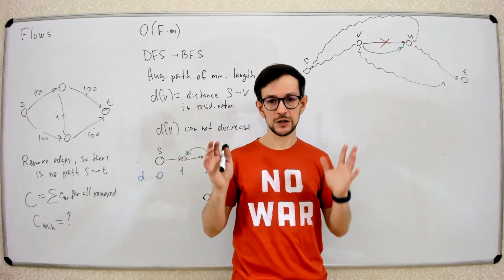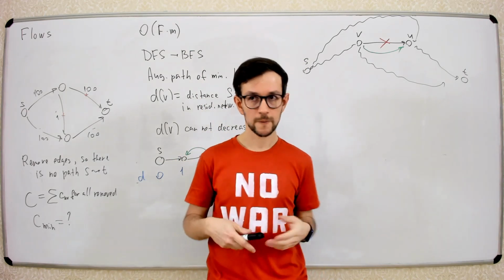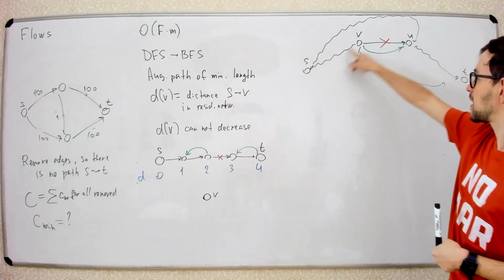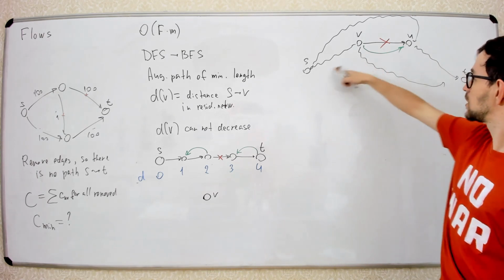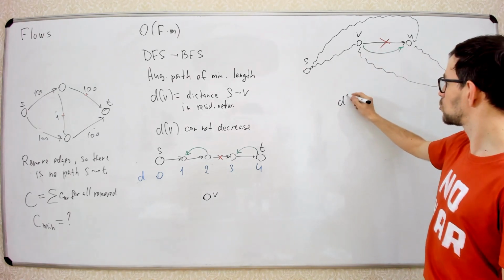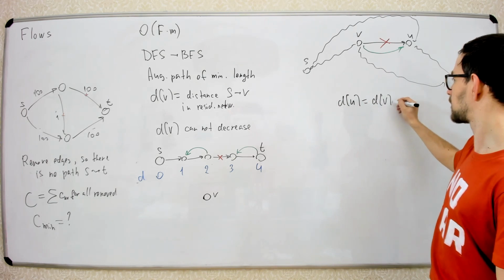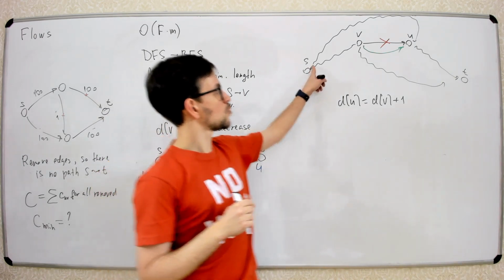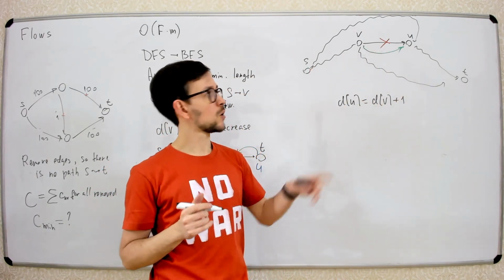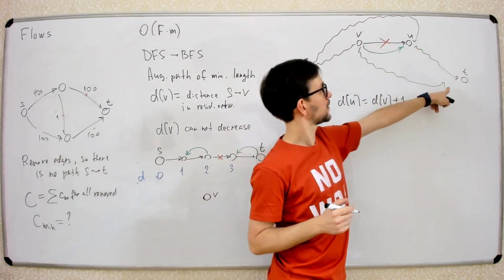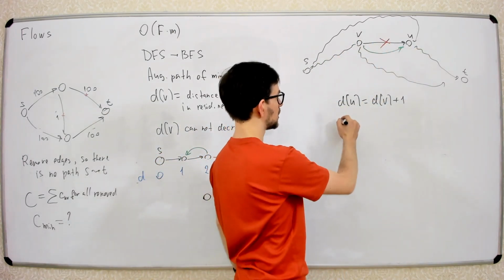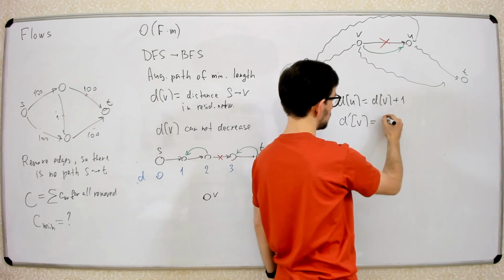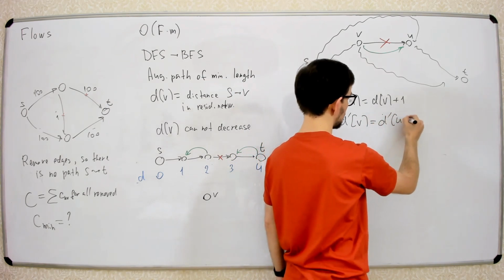Now I want to claim that this can't happen too many times. Why is it so? Let's see. First time, when we remove this edge from the residual network, this path was as short as possible. So when we remove this edge, distance to u was equal to distance to v plus 1, right? That's when we remove this edge. Now, when we put it back, we use this path. So next time when we put it back, new distance to node v must be new distance of node u plus 1.